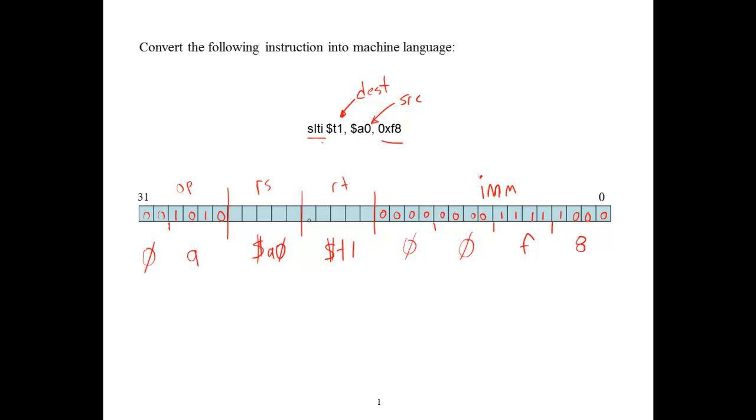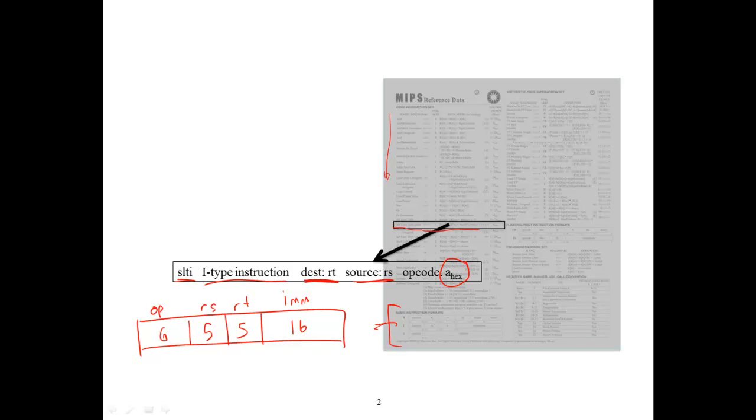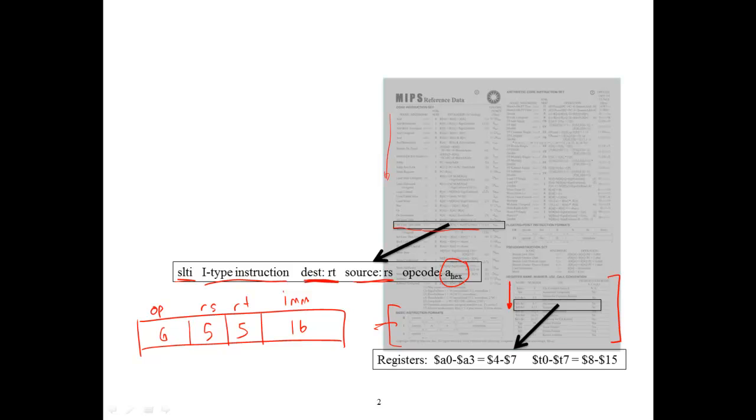In order to figure out the binary encoding of these 2 values, we again return our attention to the MIPS reference data sheet, and in this bottom right corner is information about registers. So again, we can scan this column looking for the registers we care about, and what we'll see is that registers A0 through A3 correspond to registers 4 through 7. So that means A0 is the same as register 4, and T0 through T7 correspond to registers 8 through 15. And so T1 is going to be the same as register 9.